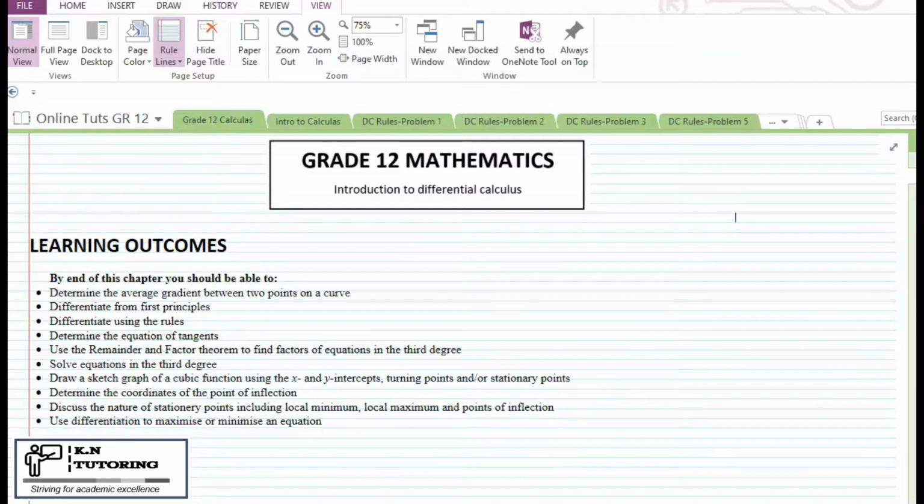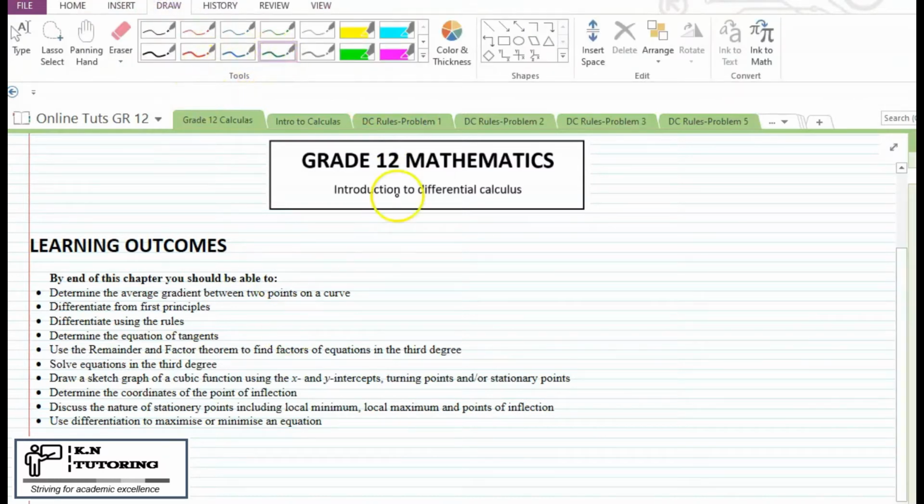So without wasting time, let's look at what this differential calculus is all about. But before that, we need to see what the learning outcomes are for this topic. So basically, this is what you need to know when you say you've completed this chapter. Okay? So let me get my pen.